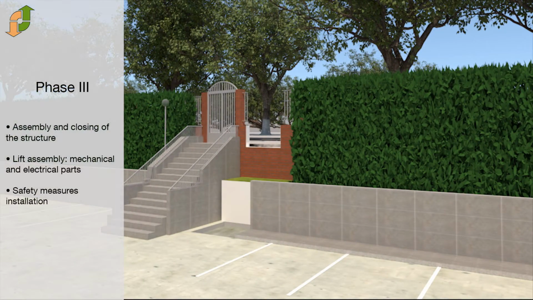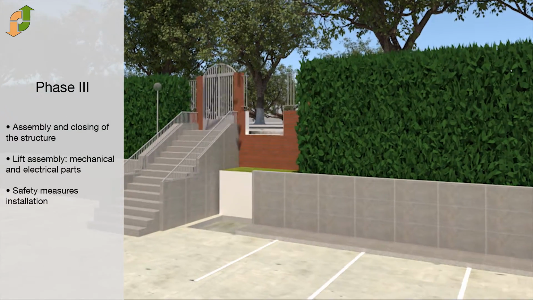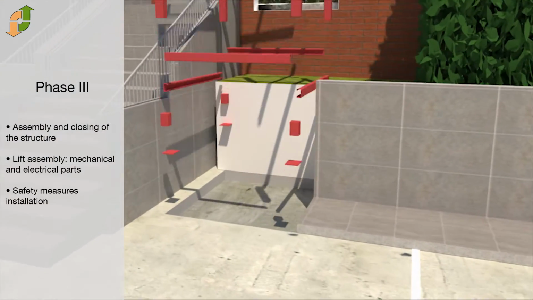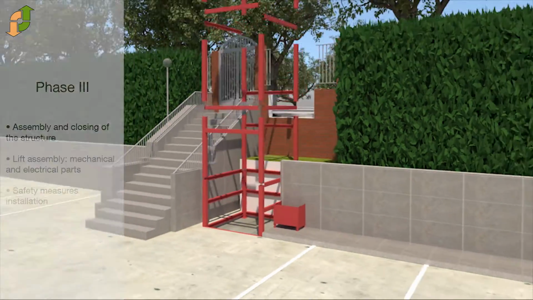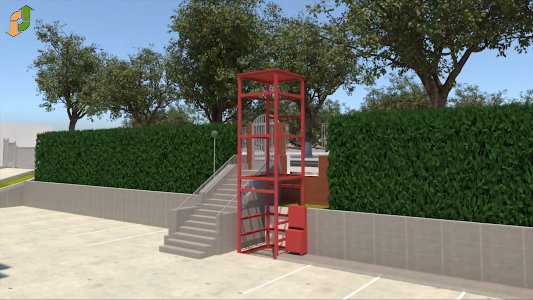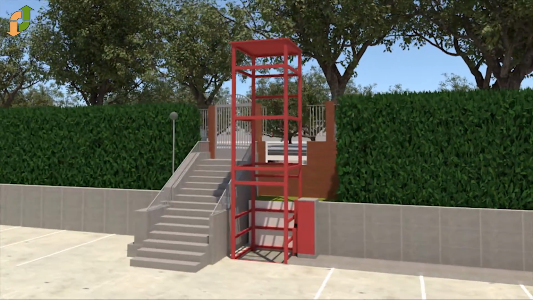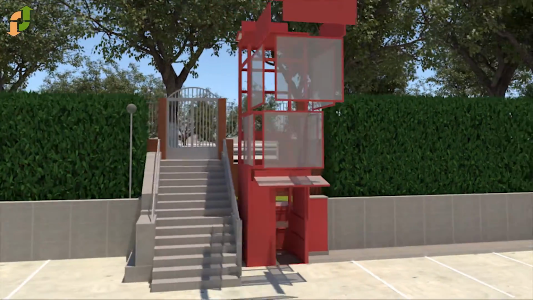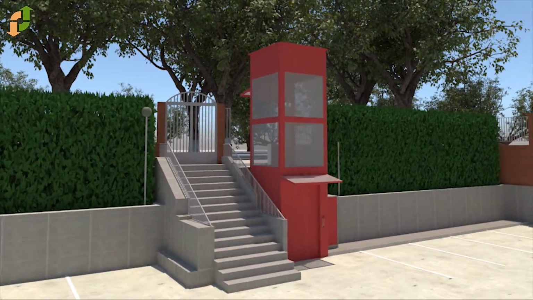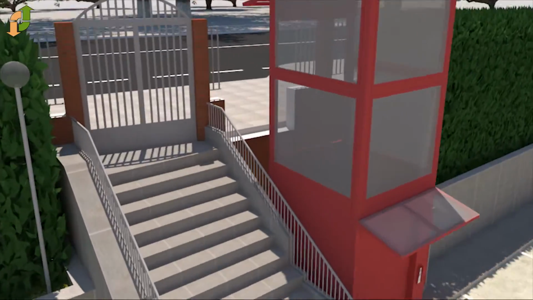Phase 3. The assembly of the structure and its closing is done in the third phase. The installation of the mechanical and electrical parts of the lift is assembled. The required safety measures are installed.